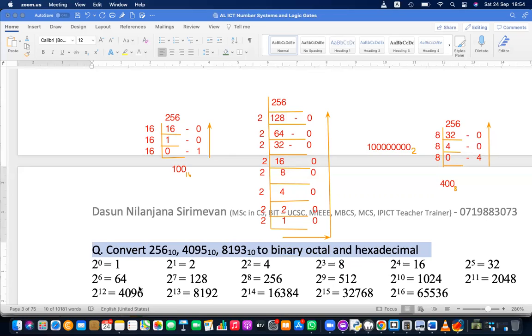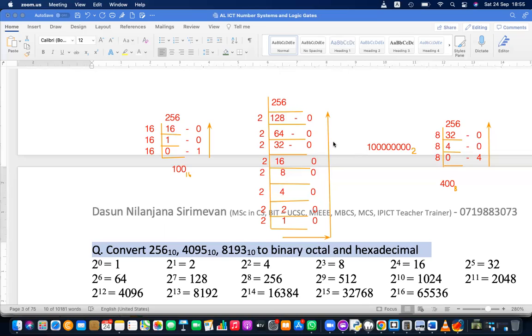Then 32, 64, 128, 256, 512, double of that 1024, double of that 2048, double of that 4096, double of that 8192, double of that 16,384, and double of that is 32,768, and double of that is 65,536. So if you can remember further, that is good.